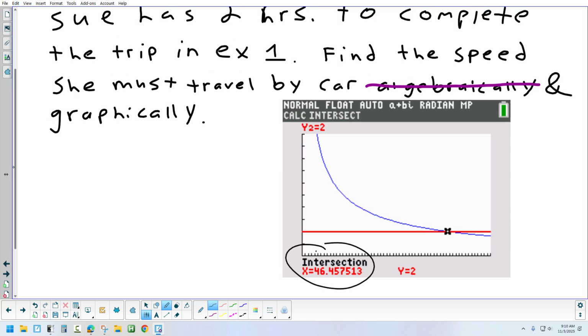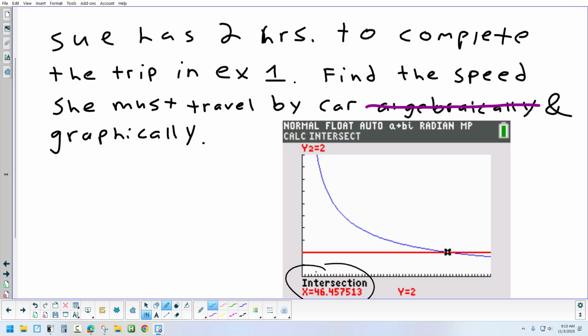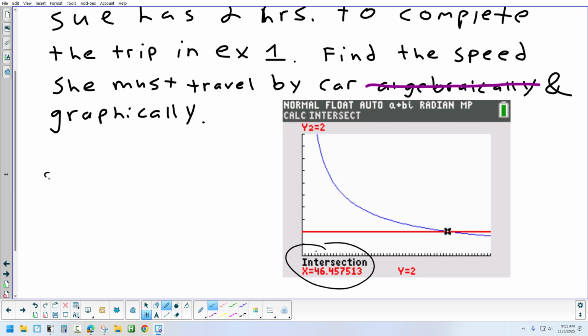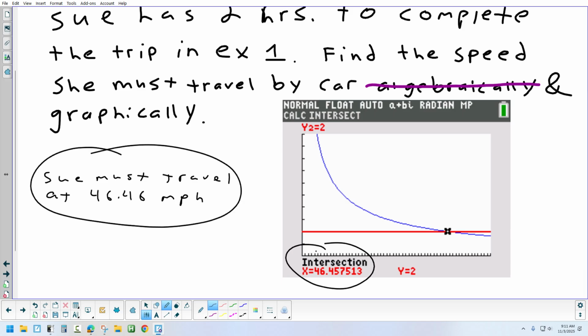It's the speed of the car. Yes. So the question is asking what is the speed of the car. If it had asked for the train, we would have to add something to that number. We would have to add 20. But it didn't ask for the train, so we're just going to write it down. Find the speed she must travel by car. So Sue must travel at 46.46 miles per hour. And she will make the trip in exactly 2 hours.